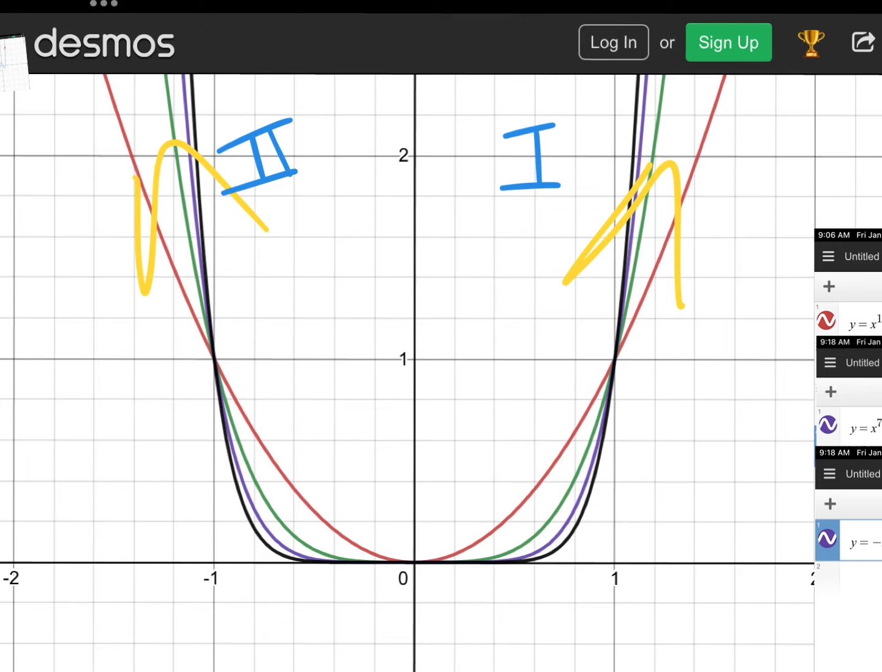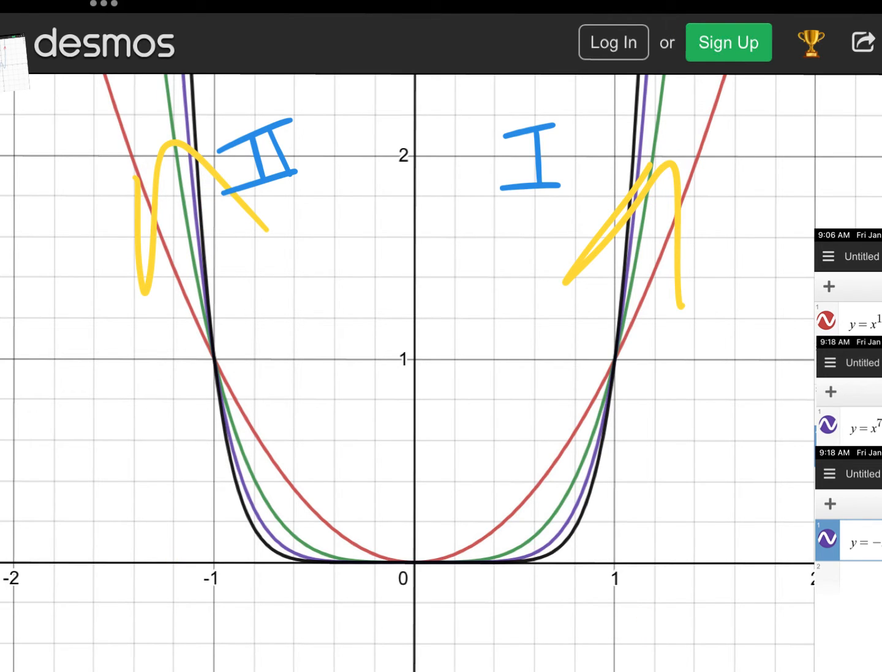Now if I did put y equals x to the 8th plus x to the 7th minus x to the 6th plus 5x to the 4th, then other changes would happen right here in the middle, but the end behavior would still be the same. Even degree functions always have an even amount of arrows either pointing up or pointing down. That's an easy way to remember it. An even degree function always has an even amount of arrows in the end behavior either pointing up or pointing down.